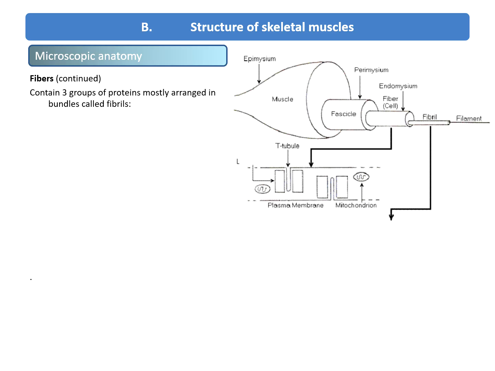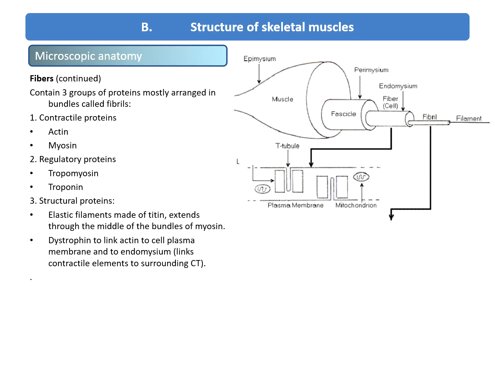Fibers contain three groups of proteins, mostly arranged in bundles called fibrils. One type are the contractile proteins, actin and myosin. Then there are regulatory proteins, tropomyosin and troponin. And then there are the structural proteins, elastic elements made of titin. There is also dystrophin, a protein that extends through the middle of the bundle of myosin, linking actin to the cell plasma membrane and to the endomysium. It links contractile elements to the surrounding connective tissue.